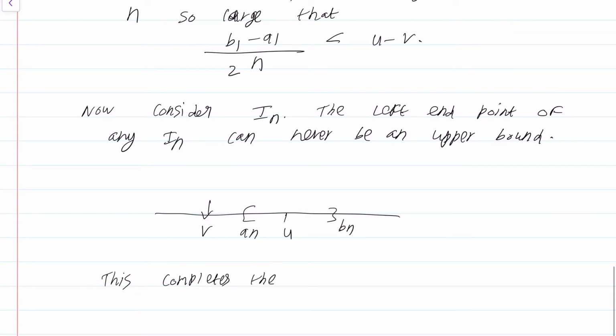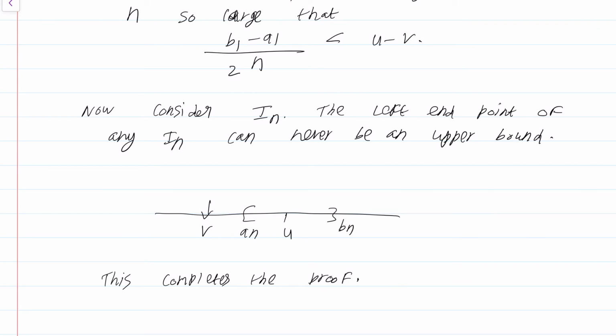We have shown that this U has both properties of a supremum. It's both an upper bound and it's also the least upper bound. So we have shown that nested intervals property plus Archimedean property actually implies completeness.